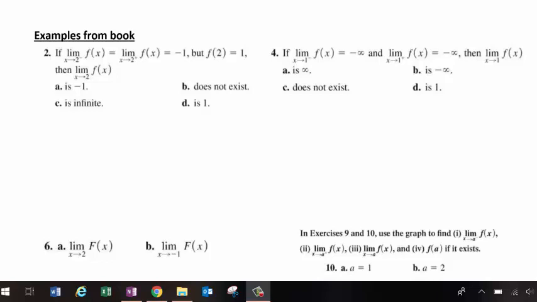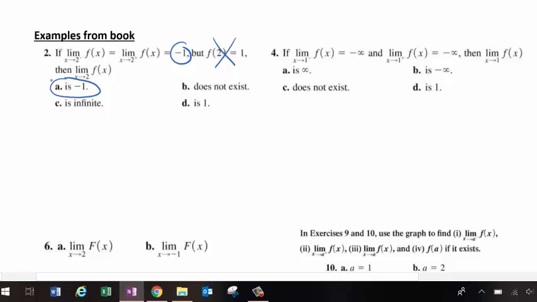So let's look at number 2 from the textbook. If the limit as x approaches 2 from the left is equal to the limit as x approaches 2 from the right, it doesn't matter what it is equal to at the value. We really can ignore this when we're just talking about limits. So we look for this value, which means my answer is -1.